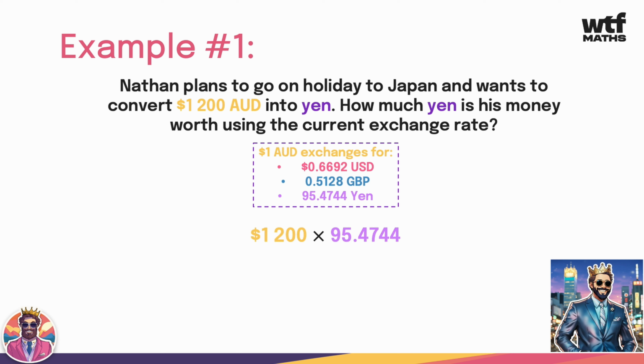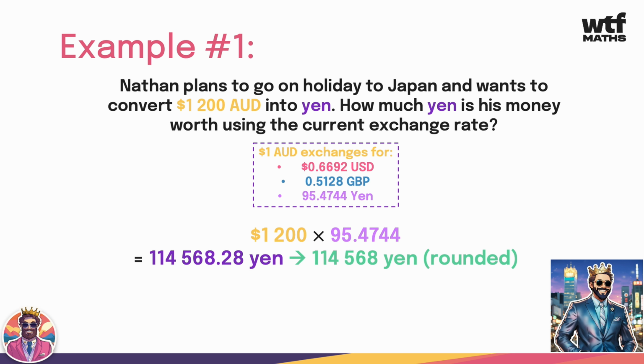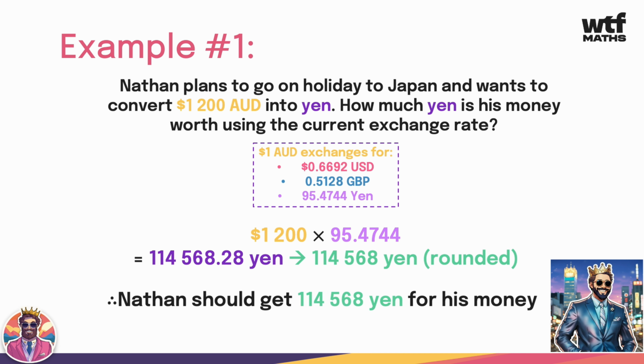So 1,200 times 95.4744 will give you 114,568.28 yen. Now with yen, they don't have fractional denominations. The smallest amount of currency is 1 yen. So we're going to have to round to the nearest yen. So it's 114,568 yen. That's what Nathan should get. So because we went from Australian currency to a foreign currency, we multiplied by the exchange rate.